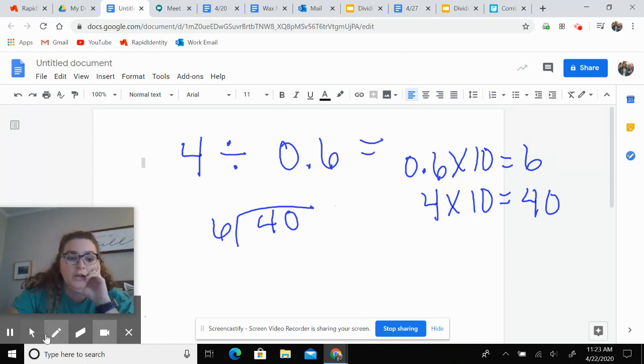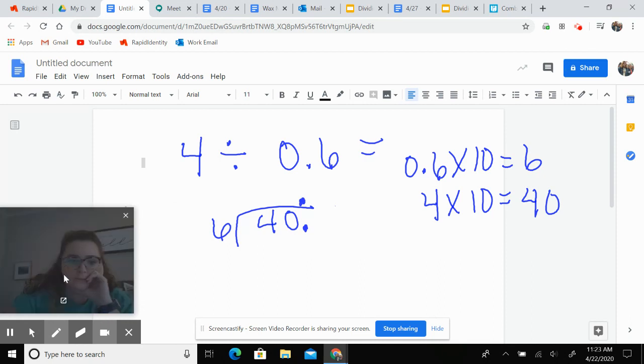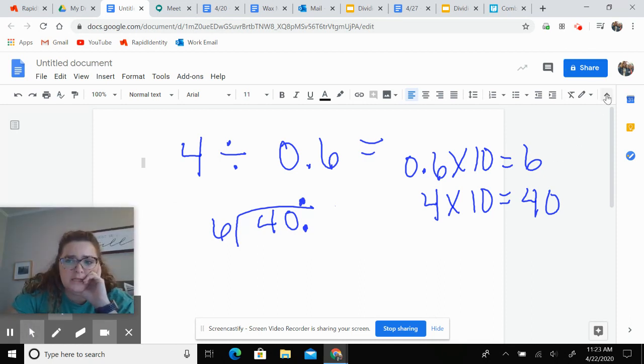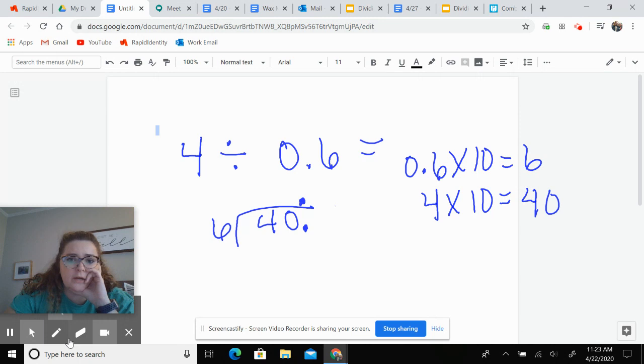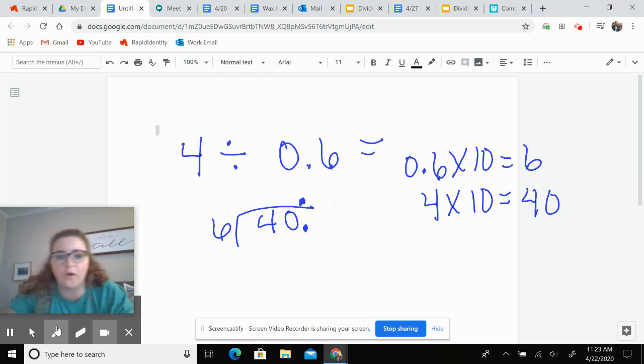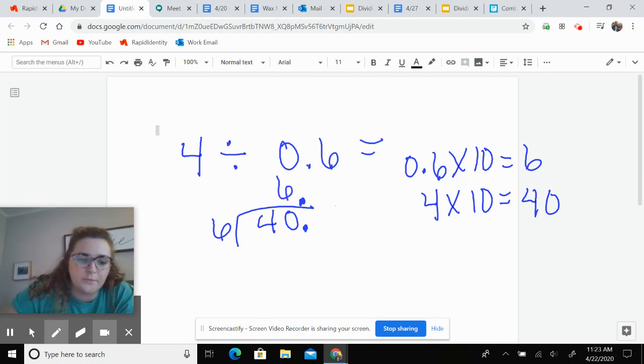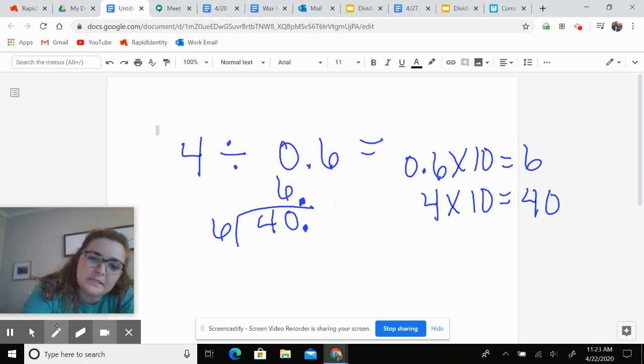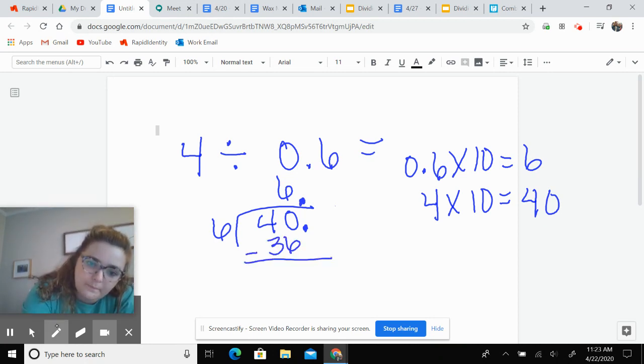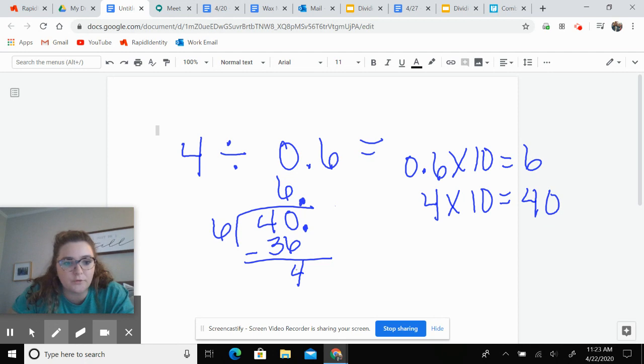I know that I am going to be working with remainders here, so I'm going to go ahead and carry up my decimal point. Now I can just think, how many times can 6 go into 40? Well, I know that 6 times 6 is 36, and I also know that 6 times 7 is 42, and so that goes a little bit too far. So 6 is how many times it goes in. 6 times 6 is 36. I subtract and I'm left with 4.